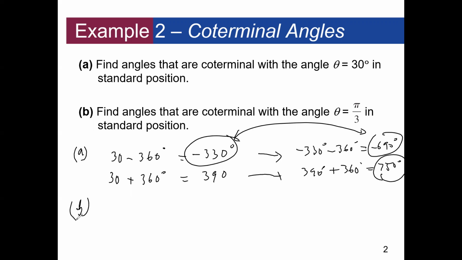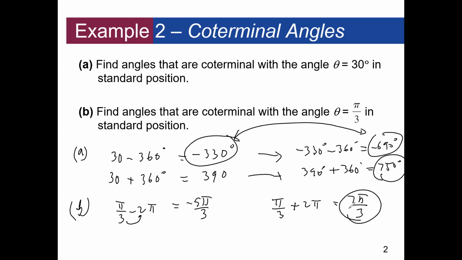Now for part B, since the given angle is in radians, I will just do minus 2 pi to find a negative one, which is 3 times 2, that's 6. So pi minus 6 pi over 3, that's negative 5 pi over 3. Now to find a positive one, I'm just going to add 2 pi, which is 6 plus 1, that's 7 pi over 3. This is positive, this is a negative coterminal. And if you keep on doing this, you can find many other coterminal angles. Okay, so I hope that's clear so far.